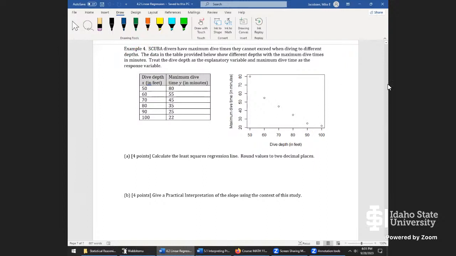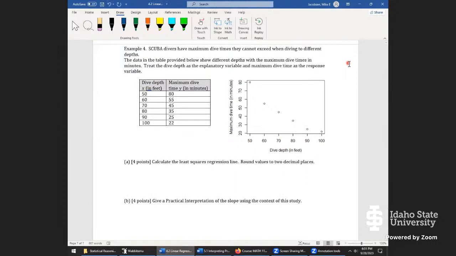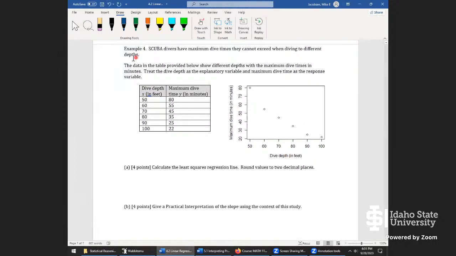The data says, to start off the context, scuba divers have a maximum dive time they cannot exceed when diving to different depths, which is really serious. Diving is probably one of the more dangerous things you can do, especially as a recreational sport. It says the data in the table below show different depths with maximum dive times in minutes. So if you were a professional diver, either for work or recreation, and you have a job to do at 80 feet, you should only be diving for 35 minutes by this table. And 80-35 would just be this dot right here on the scatter plot below.